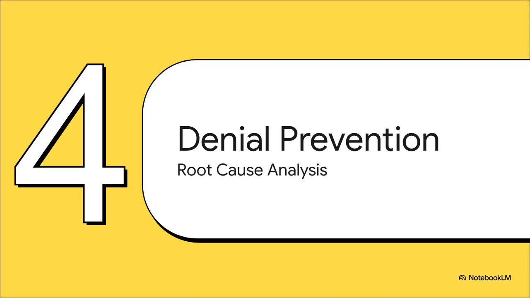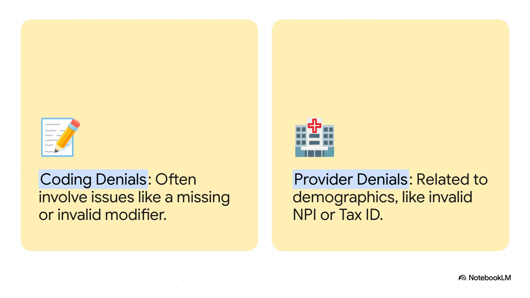Section 4, root cause analysis, and our denial prevention framework. This is where we shift our mindset from reactive problem solving to proactive global action. When a claim is denied, you have to play detective and classify the root cause immediately. For example, coding denials, like a missing or invalid modifier, often require charge capture audits or updated clearinghouse edit rules to fix them right at the source.